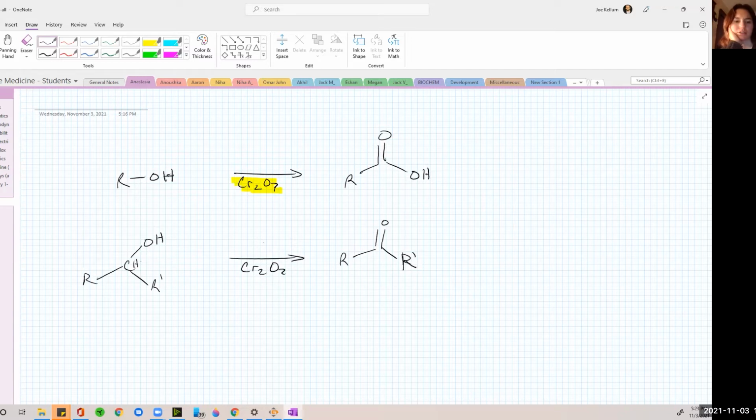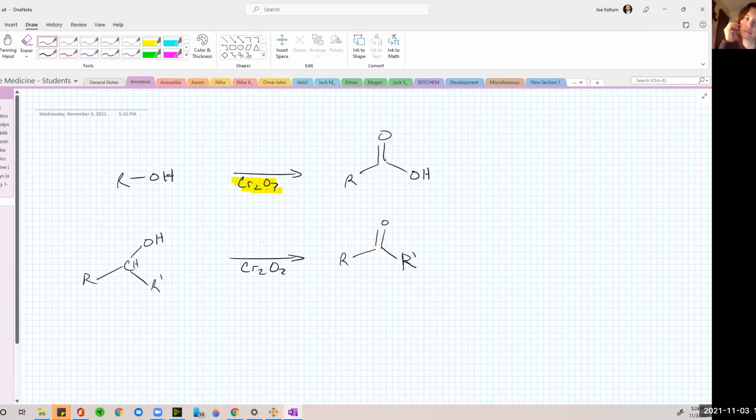So it's actually not because of steric hindrance. It's simpler than that. It's simply because in order to get to the carboxylic acid from this ketone, I would have to break a carbon-carbon bond.